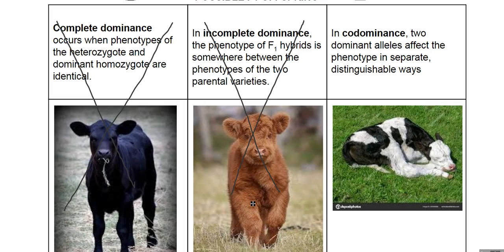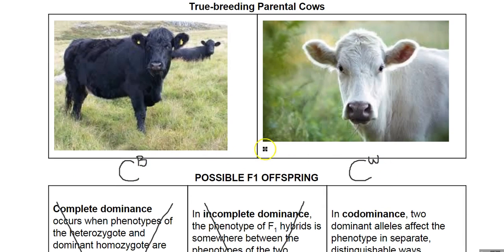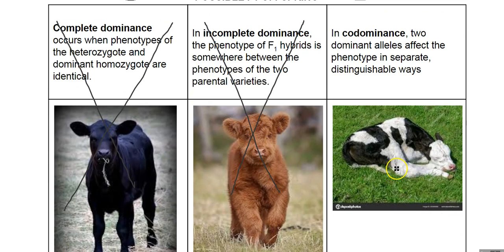That cow isn't black, it isn't white, it's kind of an intermediate between those. But here we do see black fur and we see white fur. So this would be codominance. Both of those alleles are dominant. So we keep the same notation pattern. The C with the superscript B, the C with the superscript W, because they are both dominant, they are both expressed equally in this offspring.